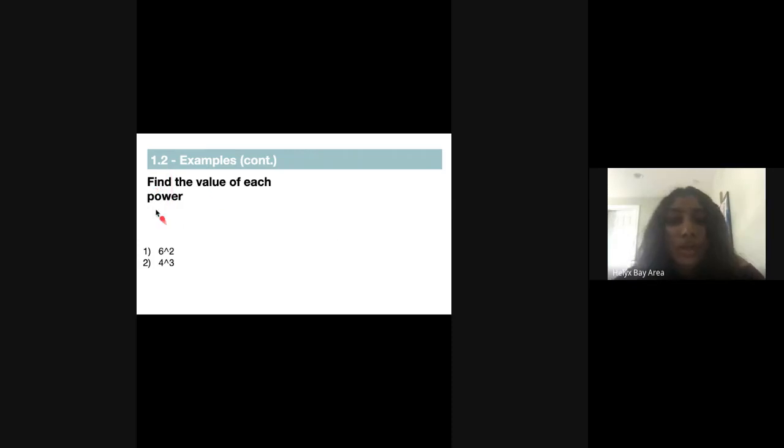Now, here we're trying to find the value of each power. So first we have 6 to the power of 2, and we have 4 to the power of 3. So 6 to the power of 2 is equal to 6 times 6, and 4 to the power of 3 is equal to 4 times 4 times 4. You have to evaluate those two, meaning you have to multiply out. So I'll give you some time to try to figure this out by yourself.